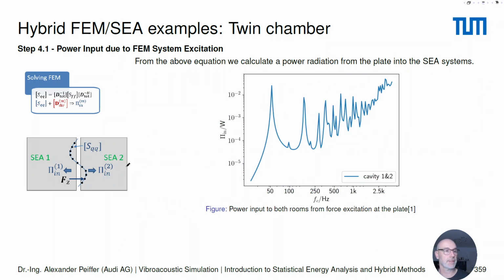Let's say the result of this first step is the power input into the FEA subsystem from the force excitation, and obviously you see this resonant behavior coming from the plate radiation when there is a mode in the plate, smoothing more and more the higher we get with our frequency. And it's the same power input, obviously, because it's only depending on the direct field radiation stiffness, which is the same into both rooms because it's the same plate and the same connection. That's the power input that's given to both cavities or rooms. Okay.